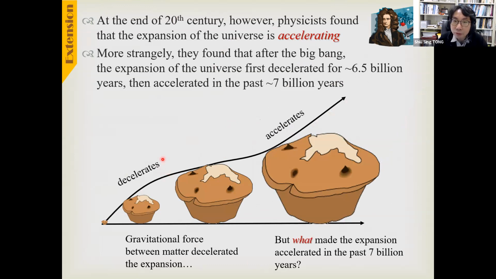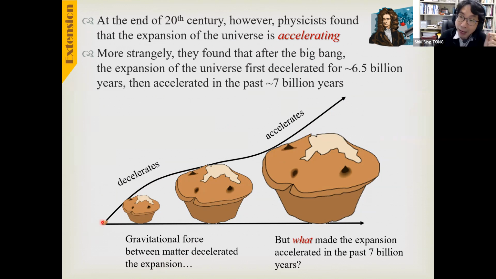Now, if you ignore the cosmological constant, then the expansion of the universe will decelerate because of the gravitational force between matter. That includes also the dark matter, which cannot be seen. There is a lot of dark matter, and the dark matter produces a gravitational force that tends to slow down the expansion of the universe.